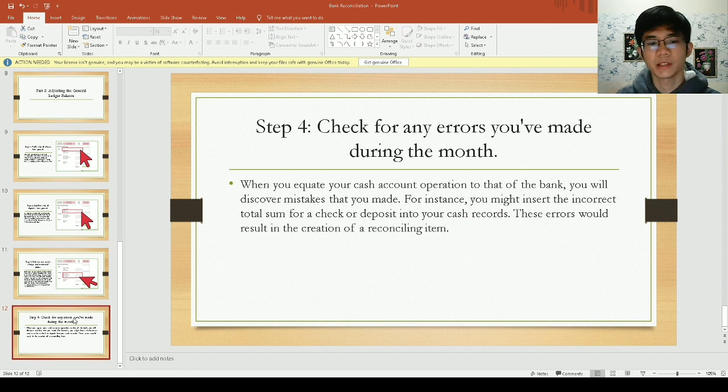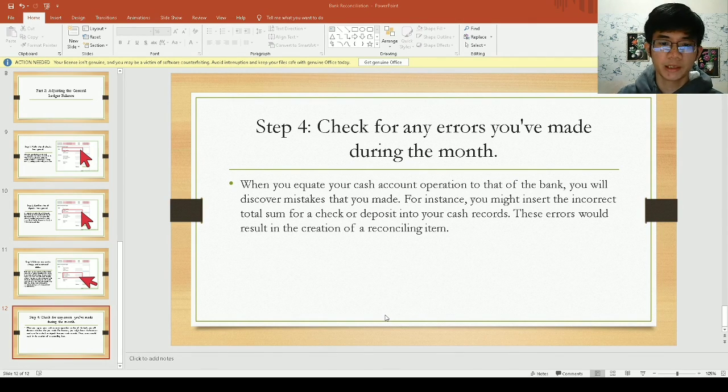The last step is step 4. Check for any errors you've made during the month. When you equate your cash account operation to that of the bank, you will discover mistakes that you made. For instance, you might insert the incorrect total sum for a check or deposits into your cash records. These errors would result in the creation of a reconciling item.